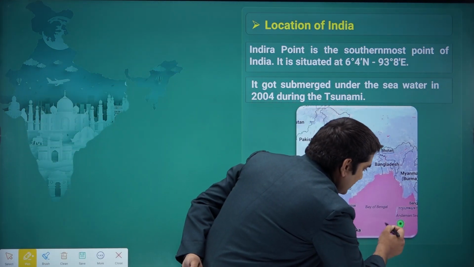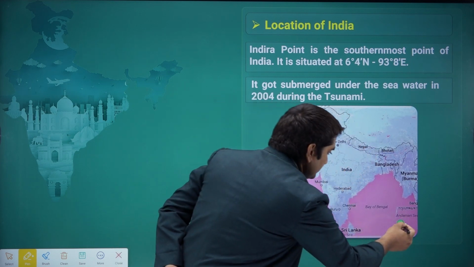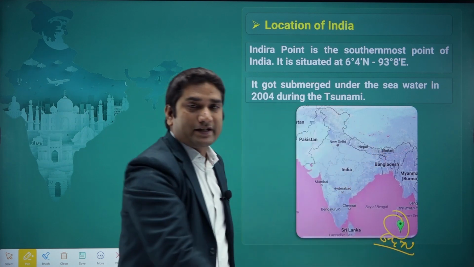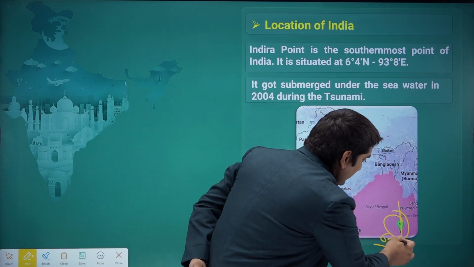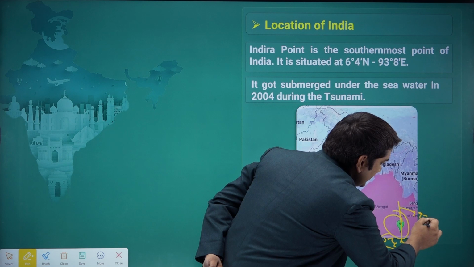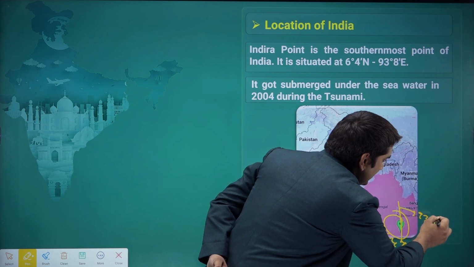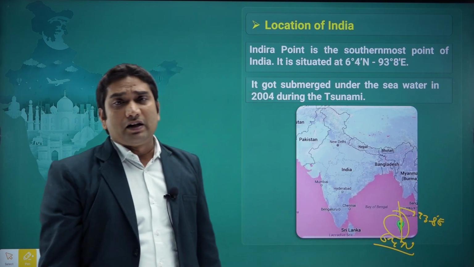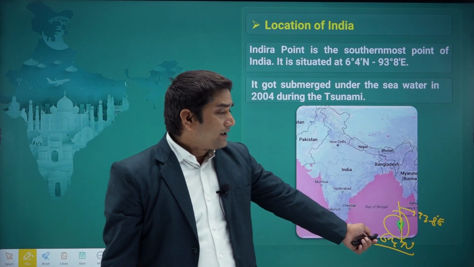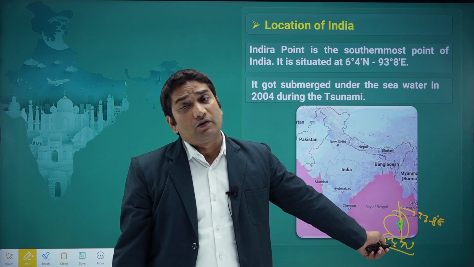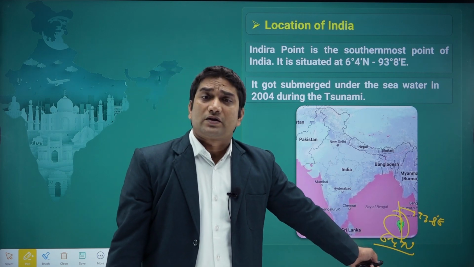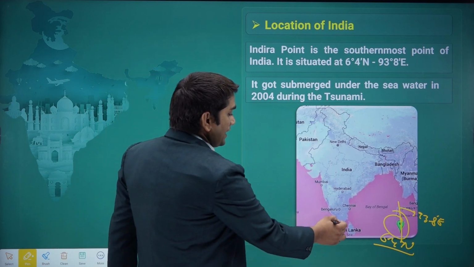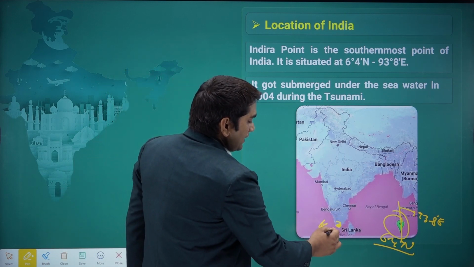Indira Point lies at 6.4 degrees north latitude, and the longitude is 93.8 degrees east, or 93 degrees 8 minutes east. This is the latitudinal and longitudinal extent of Indira Point. Earlier this was the southernmost point of India, but now the southernmost point of India is Kanyakumari.